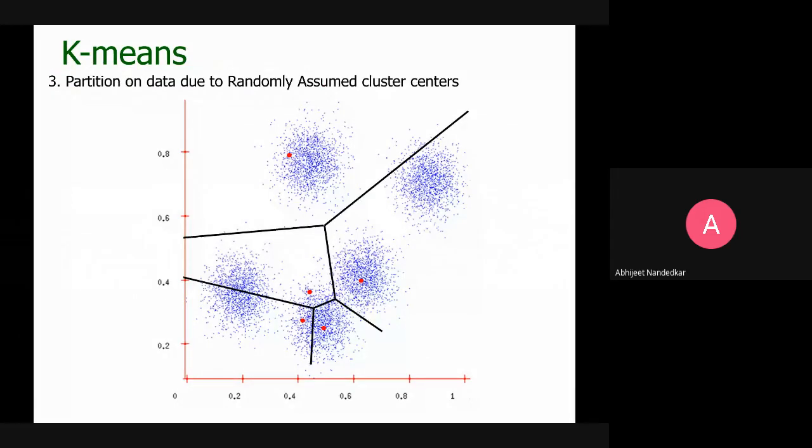Now based on this, what happens is you have partitioning of data. We have seen in KNN also, there is a partitioning of data once you know the centroids or the cluster centroids of your data. So here, this is my randomly assumed cluster centroid. These are 5 randomly assumed.